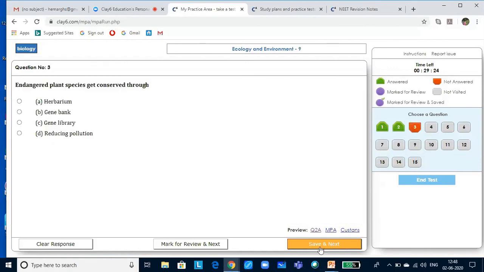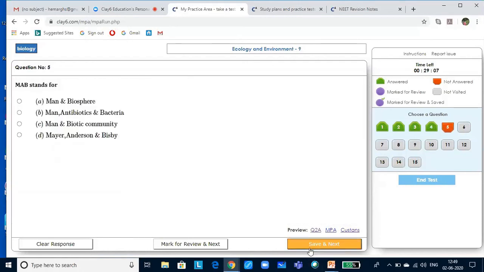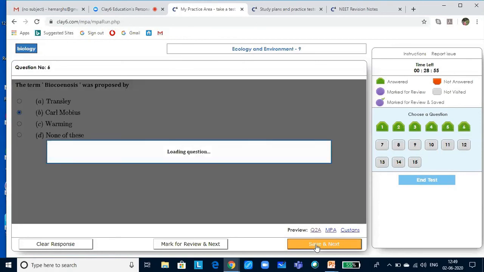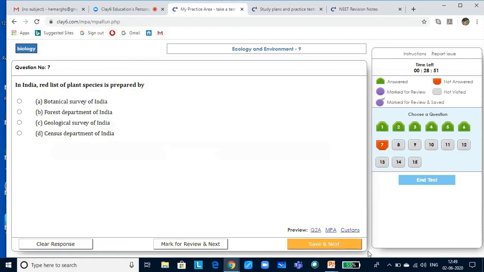Endangered plant species get conserved through gene banks. A water body has high BOD, indicating that it is being contaminated with sewage. MAB stands for Man and Biosphere. The term biocenosis was proposed by Carl Moebius. See, all these scientists who have contributed, all these things you had to make a note of.